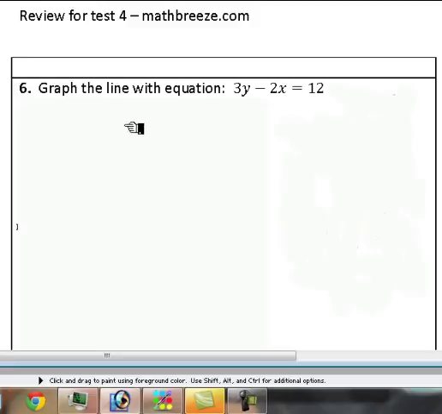In number 6, we'd like to graph the line with this equation, 3y minus 2x is equal to 12. So we want to put the equation in the form y equals mx plus b. Then we'll know what the slope is, and we'll have the y-intercept. We'll start the graph at the y-intercept and use the slope to find another point. All right, so let's start by adding 2x to both sides.